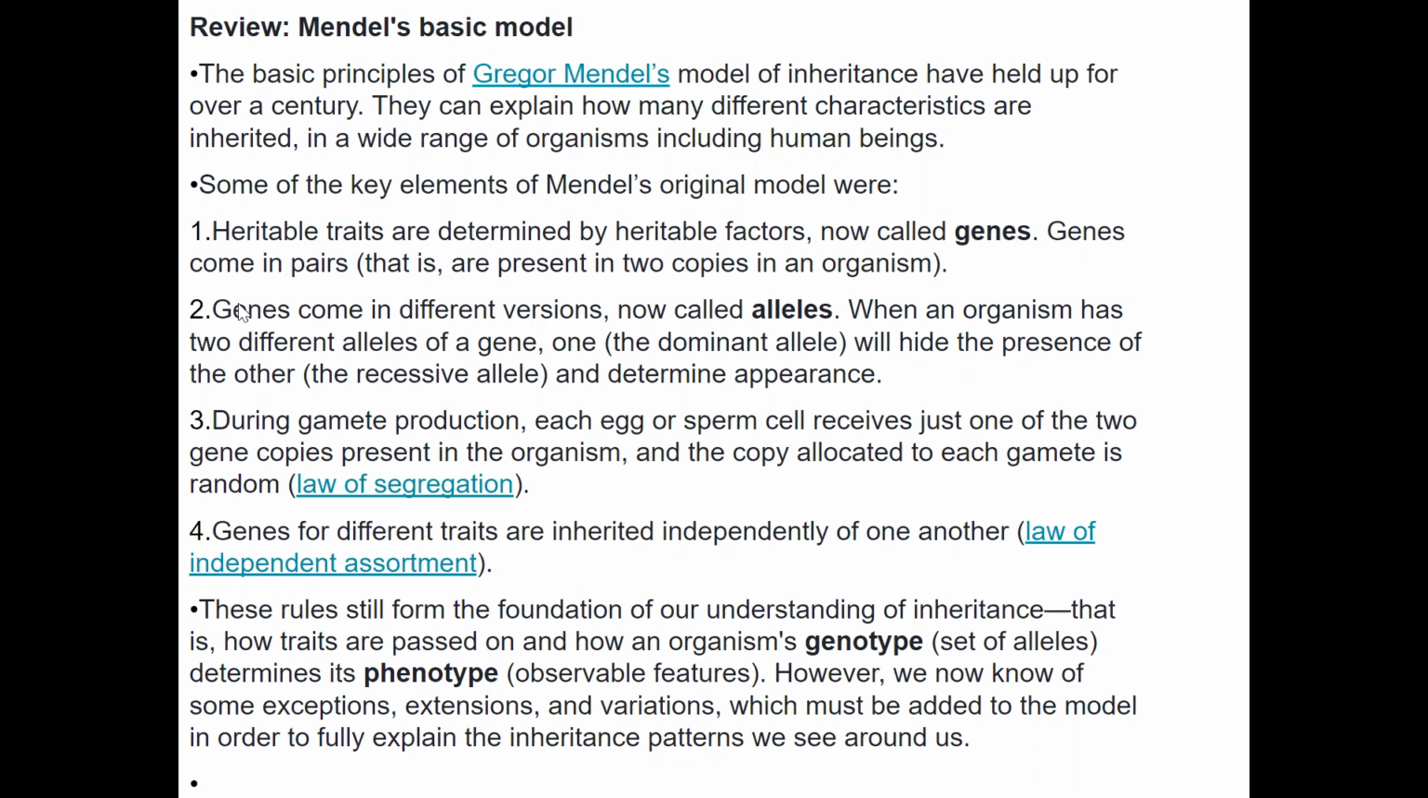The second thing, genes come in different versions called alleles. There's a dominant and a recessive allele, and we know that the dominant allele always masks the recessive if it's present. Number three, during gamete production, each egg or sperm cell receives just one of the two gene copies present in the organism. And number four, genes of different traits are inherited independently of one another, which is the law of independent assortment. You would have learned about that with meiosis as a source of variation.